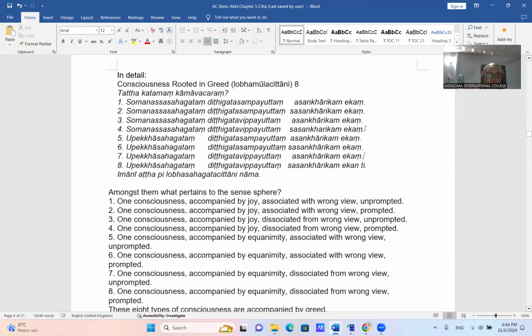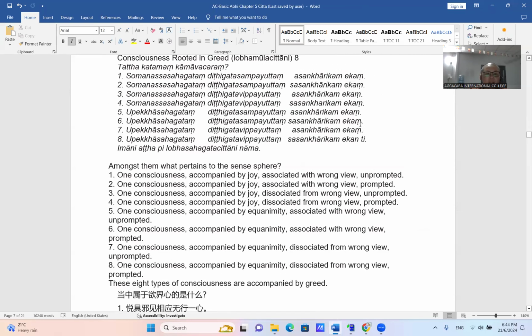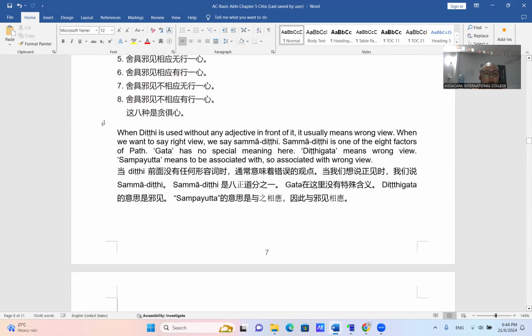Okay. Now what is association with wrong view? Okay. Now you see this one. All right. So this one is the formula in Pali. All right. So let's go for this wrong view first.